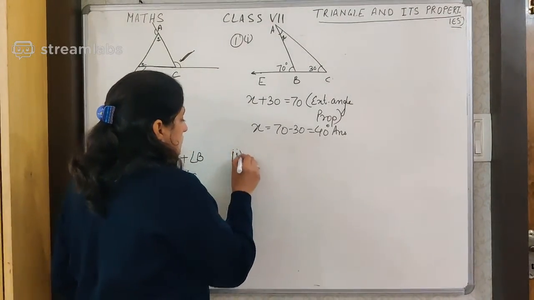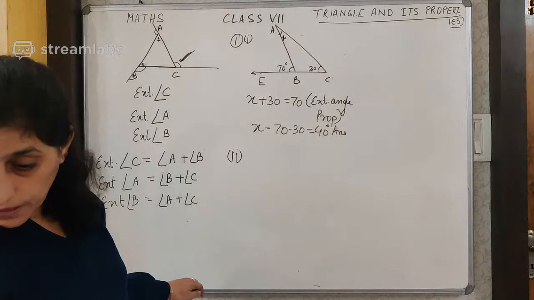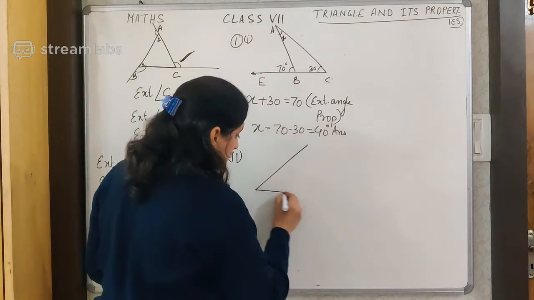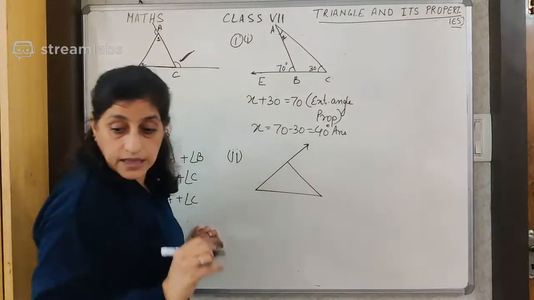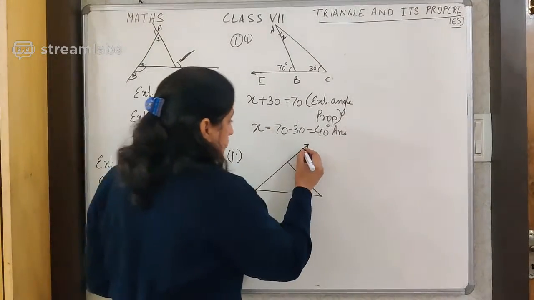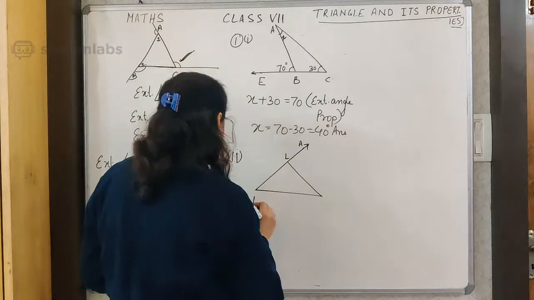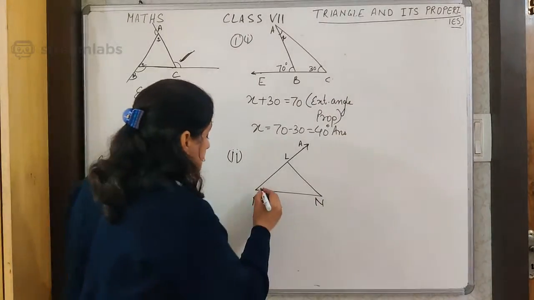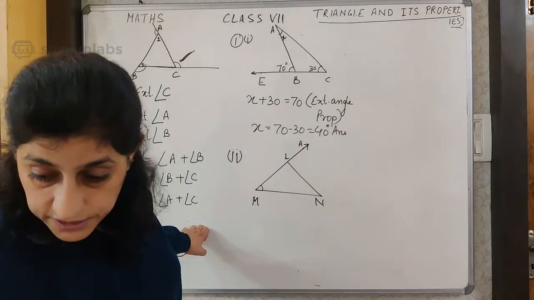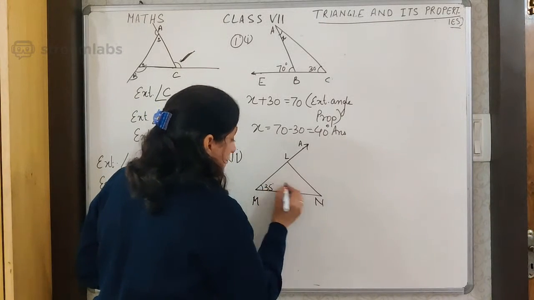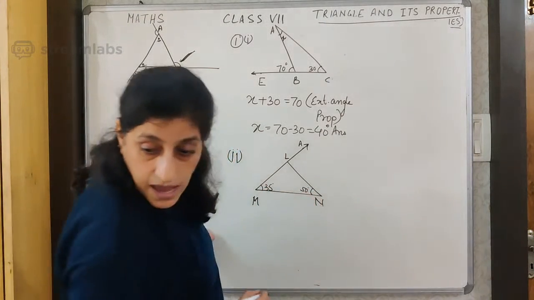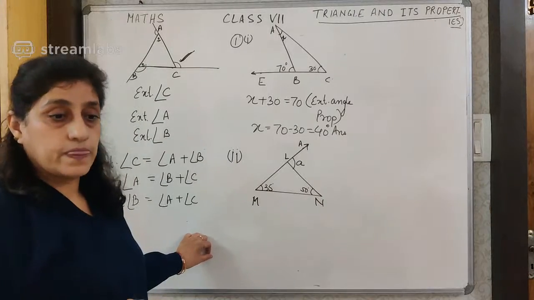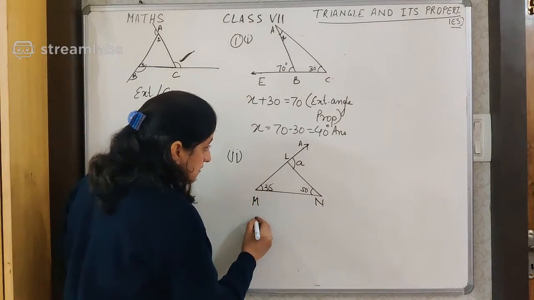I'll take up one more so that the solving is clear to you. Another figure I'm drawing for you, and the figure is something like this. The naming of the triangle goes like, this is point A and this is L, M and N. In the figure, this is given to me 35 and this is given to me 50 degrees, and we have to find this angle which has been lettered as A.